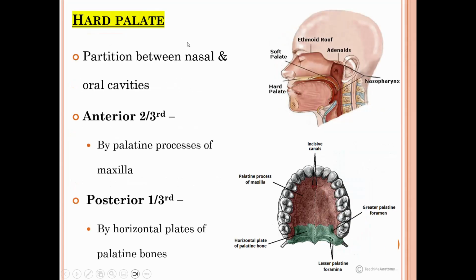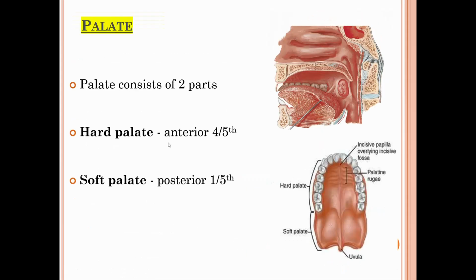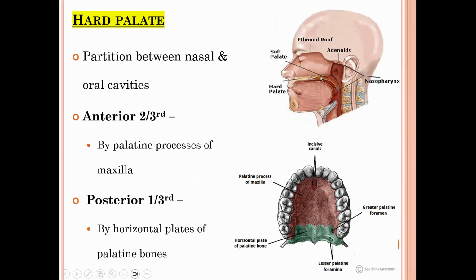Okay. Now the hard palate, you can see here there is a maroon color and a green color. So these are two bones which are contributing to the bony part of the palate. So the hard palate is forming a partition between the nasal and oral cavities. This is the nasal cavity here, here is the oral cavity. So the palate consists of the hard palate and soft palate. The hard palate contributes the anterior 4/5 of the total palate, and the soft palate is forming the posterior 1/5 of the total palate. Okay, now we are focusing on only the hard palate.